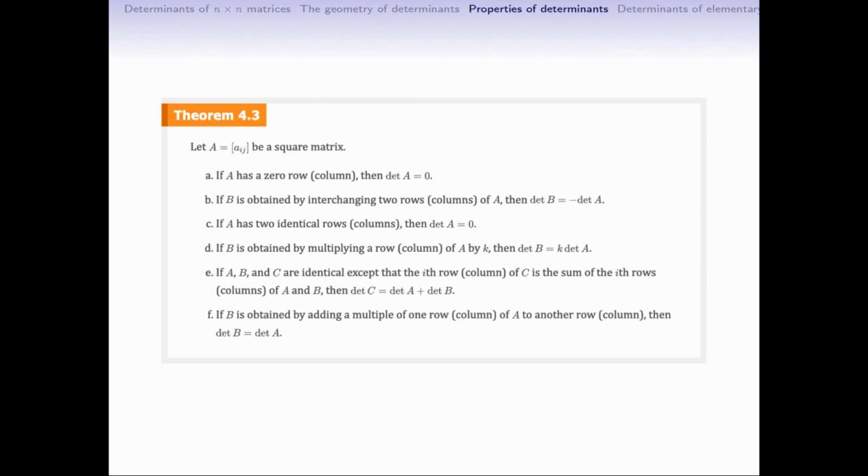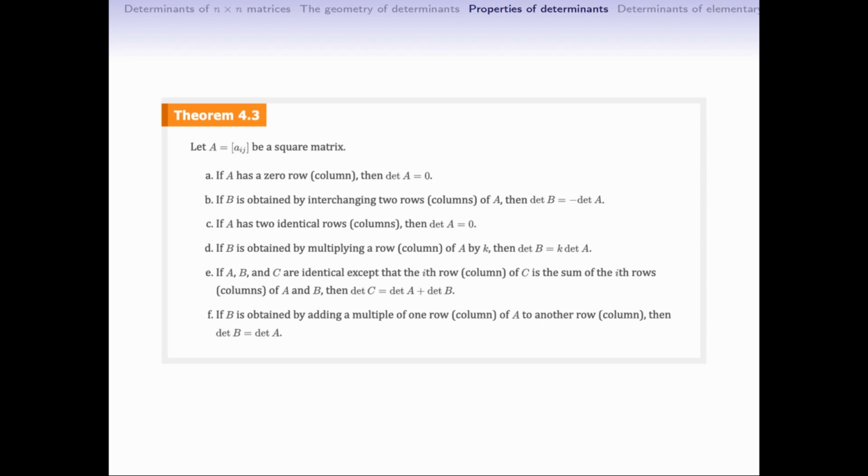Let's begin with theorem 4.3, which gives us a catalog of important properties of determinants. Throughout this theorem, we're going to be seeing matrices A, B, and C. Those are all square matrices. Property A says that if capital A has a zero row or a zero column, then the determinant of A is equal to 0. Property B says that if the matrix capital B is obtained by interchanging two rows, or for that matter, two columns of capital A, then the determinant of B is equal to the negative of the determinant of A.